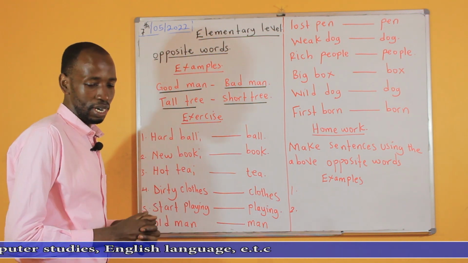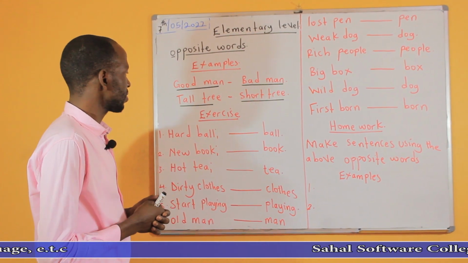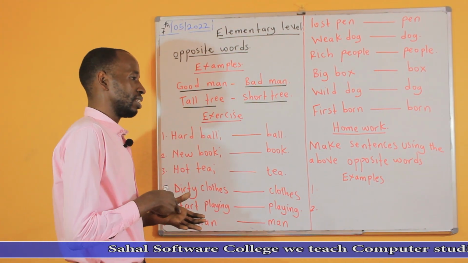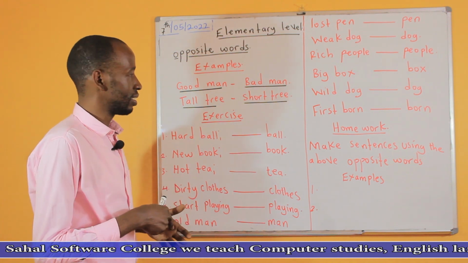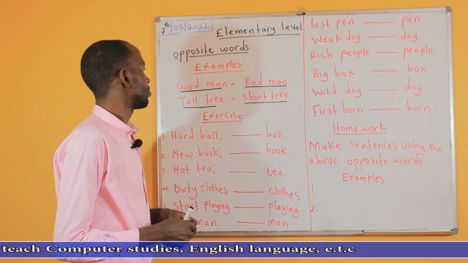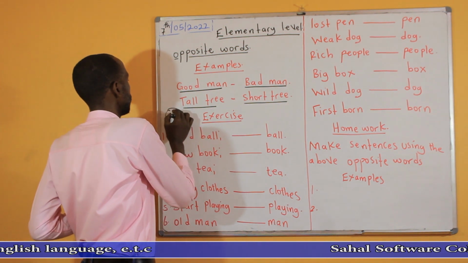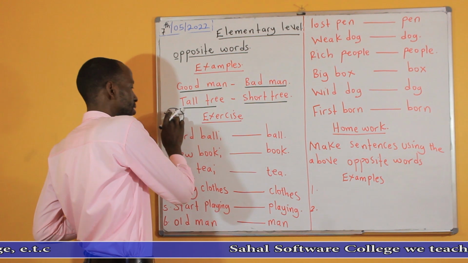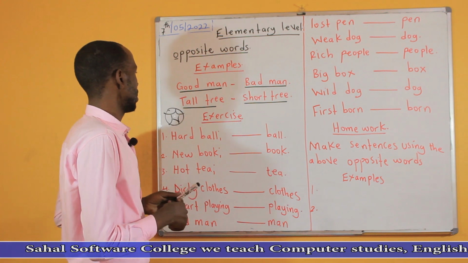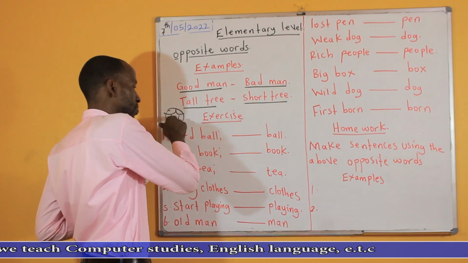exercise. Hard ball. Opposite of hard ball. If the ball is hard. Hard means something strong, and if it is a ball, if you touch like this, you cannot press it inside. But if it is soft, it can move inside.